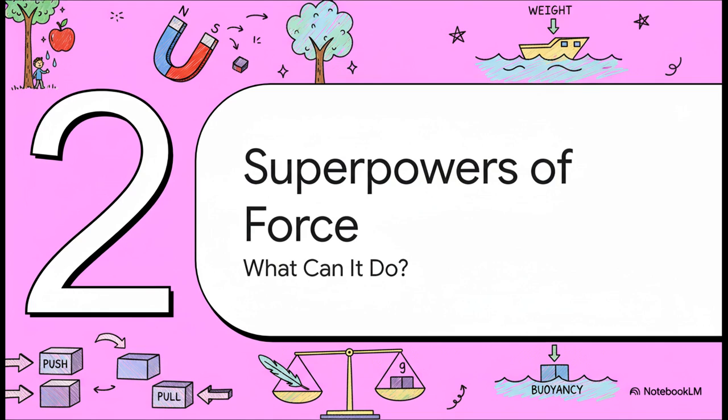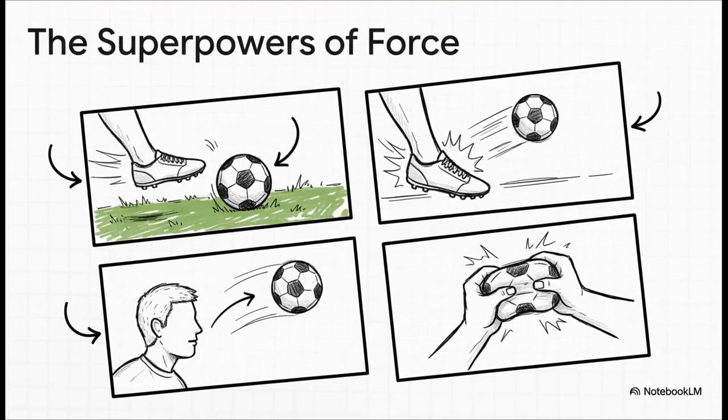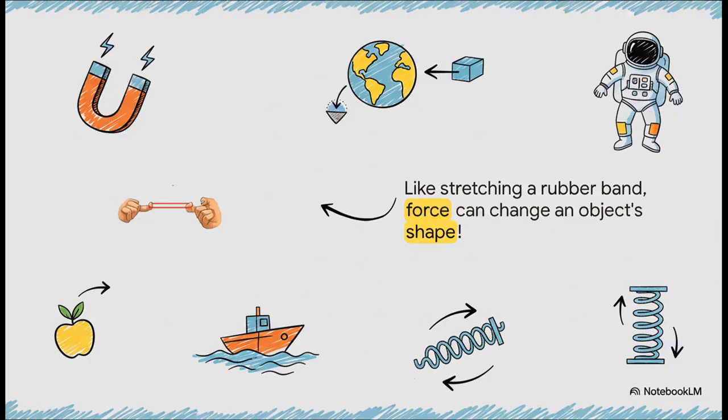Simple enough. But what are its superpowers? What can it actually do? Well, let's take a look. A single force has so many powers. It can start things moving, it can stop them, it can change their speed, their direction, and it can even change their shape. Pretty amazing, right? You see, right here, when you pull this rubber band, you're applying a force. And look, its shape changes.